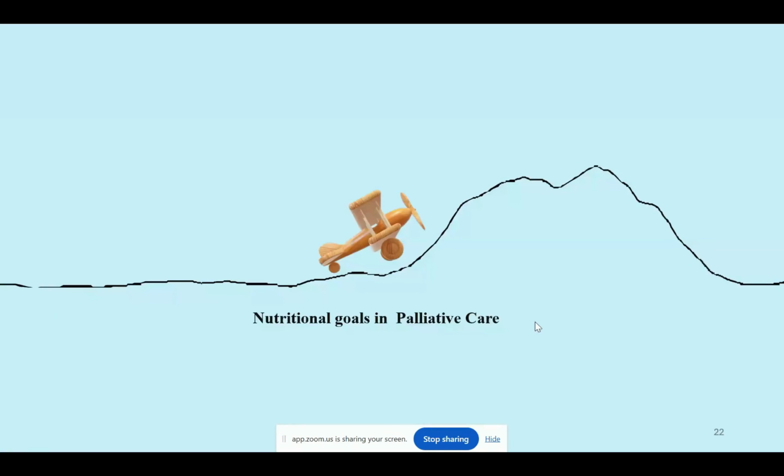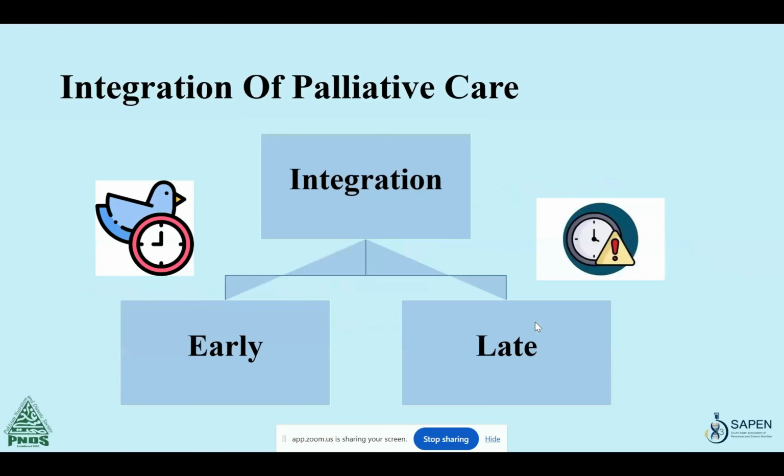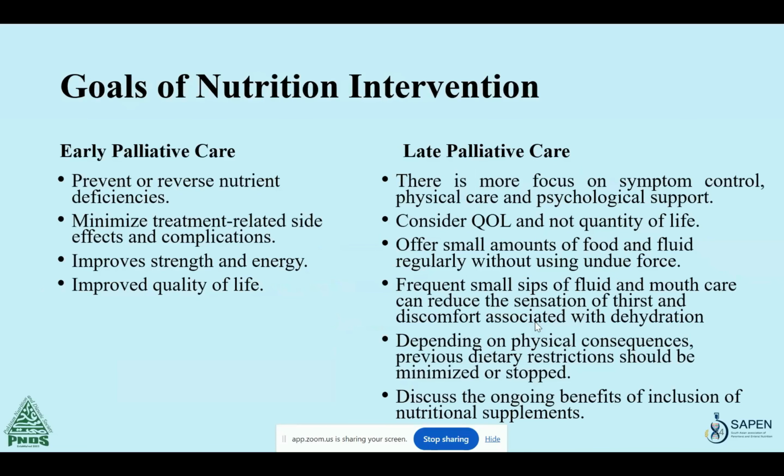Then what could be the nutritional goals in palliative care? What should be our nutritional goals in palliative care? There must be early integration, or maybe late integration. We are always in support of early integration of palliative care. The earlier the integration of palliative care, the more improved, or I must say, the best outcome we can achieve through this process. Early palliative care prevents or reverses nutrient deficiencies.